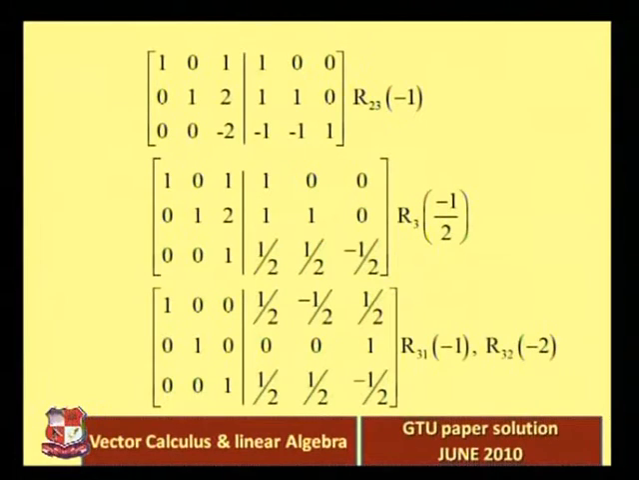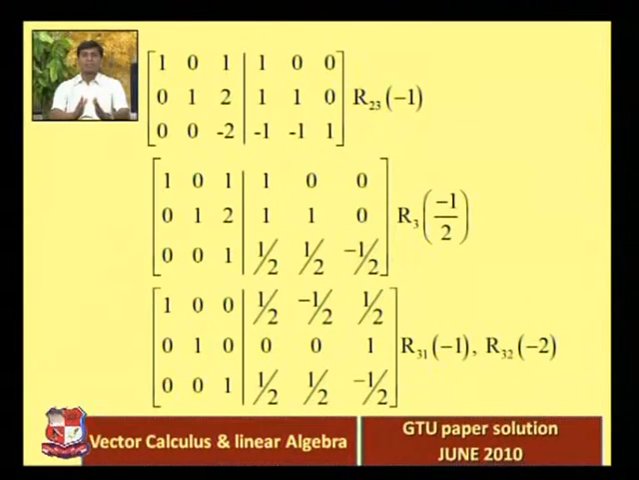Now in the third row we have leading entry minus 2. Instead of minus 2 we want 1 there. So that's why we multiply the third row by minus 1 by 2. So the third row becomes 0 0 1 1 by 2 1 by 2 minus 1 by 2. The first and second rows are as they are, and the third row becomes 0 0 1 1 by 2 1 by 2 minus 1 by 2.